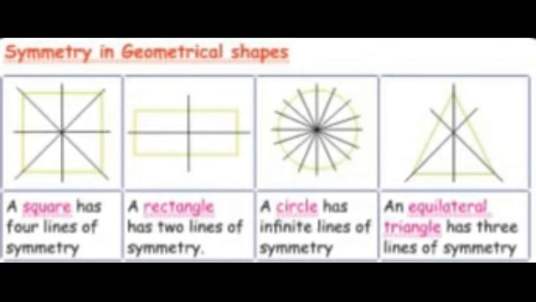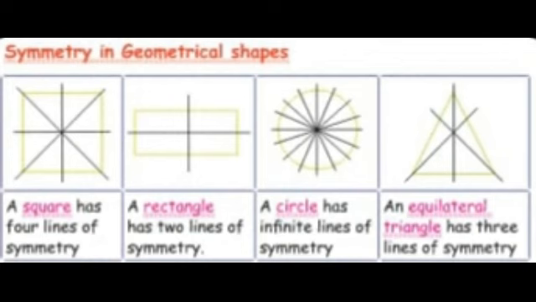In the same way, a rectangle has two lines of symmetry. If we draw one more line diagonally, we could not get equal pieces, isn't it, my dear students? So we stop there itself. A rectangle has only two lines of symmetry. And a circle has infinite lines of symmetry. However many lines we draw, all the shapes will be equal in size and shape also. So a circle has infinite lines of symmetry.